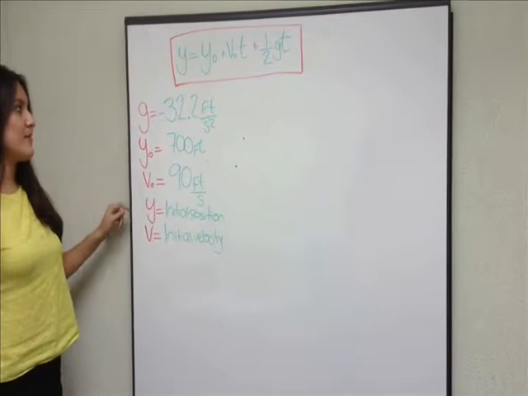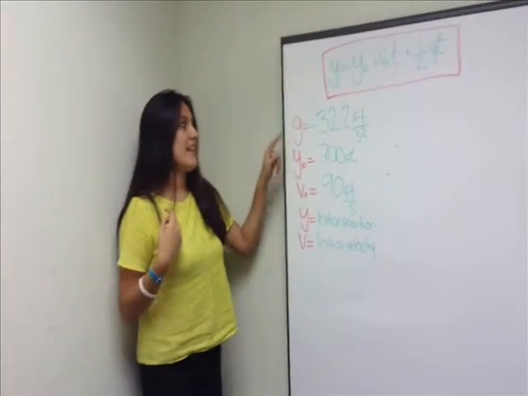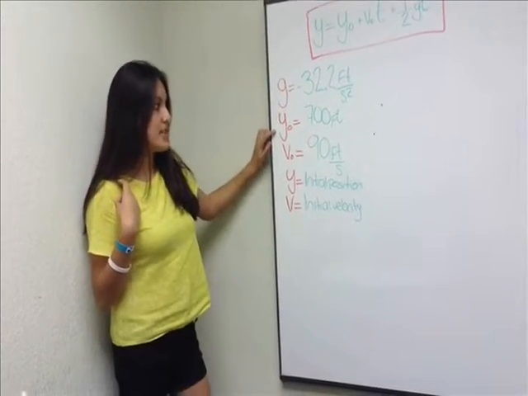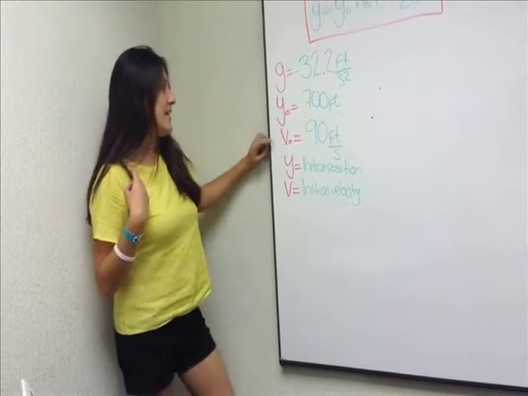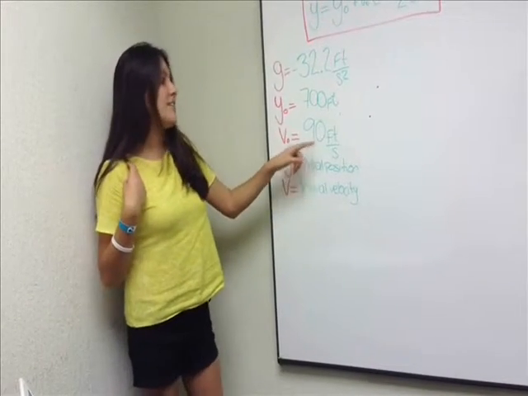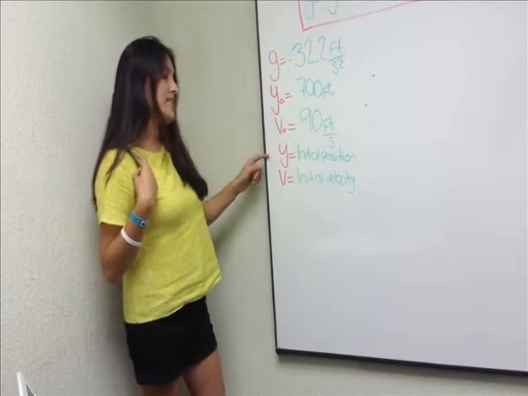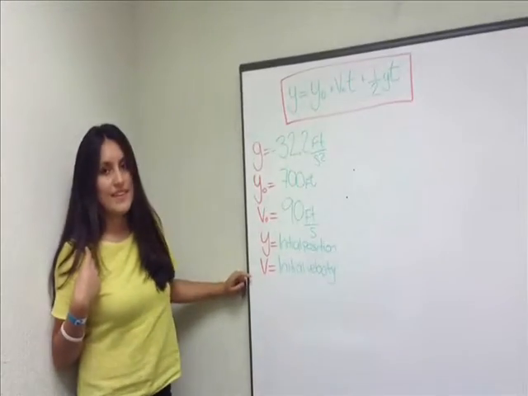These are our variables. The g is the gravity, which is minus 32.2. The initial position is 700 feet. The initial velocity is 90 feet per second. And we need to find out the initial position and initial velocity.